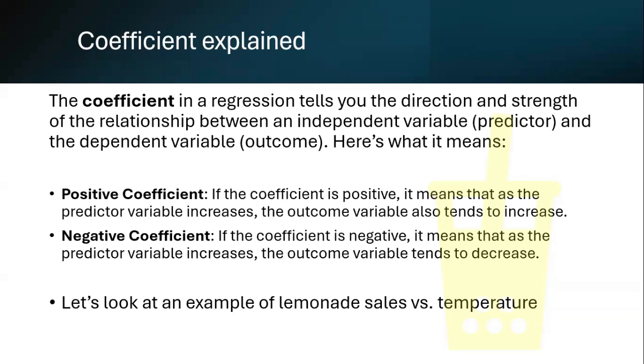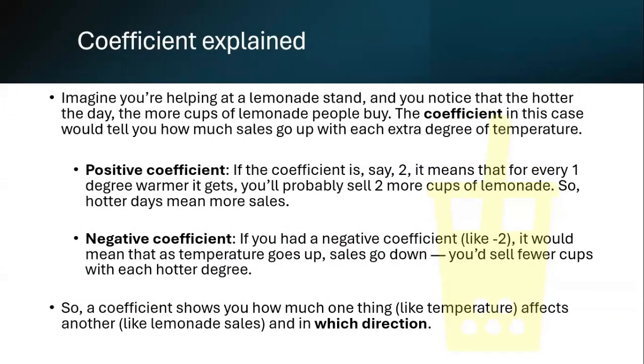Let's take a look at this lemonade sales versus temperature. Maybe you get a better idea. So imagine you're helping at a lemonade stand and you notice that the hotter the day, the more cups people buy. The coefficient will tell you how much sales go up with each extra degree of temperature. So if the coefficient is +2, that means for every 1 degree it gets warmer, you'll probably sell 2 more cups of lemonade. So you'll get more sales on hotter days.